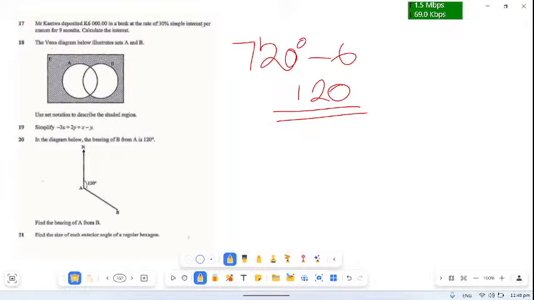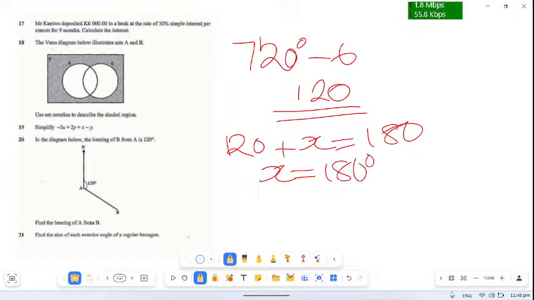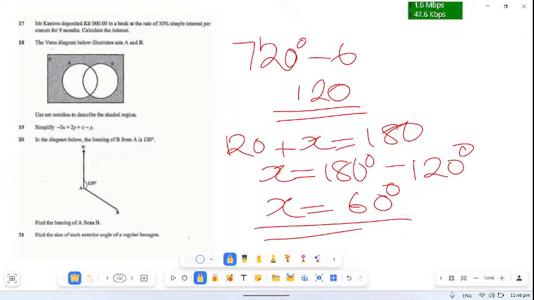To find the exterior angle, you know that interior angle plus exterior angle is equal to 180 degrees. So we can say 120 degrees plus x is equal to 180 degrees. Then we put like terms together. We have x is equal to 180 degrees minus 120 degrees, which will give us the correct answer of 60 degrees. So that is the size of the exterior angle.